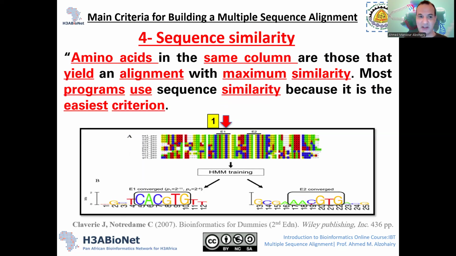This is the fourth criterion, which is very important. Most programs look for this criterion, where we look for amino acids or nucleotides in the same column. This is the easiest criterion that we could look for using most multiple sequence alignment programs.